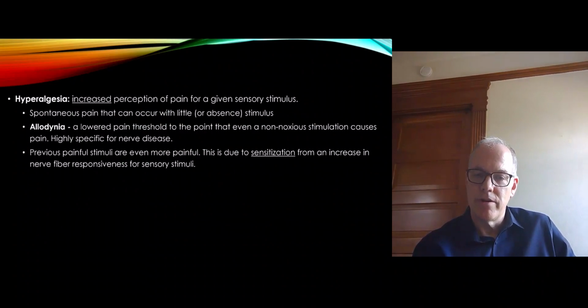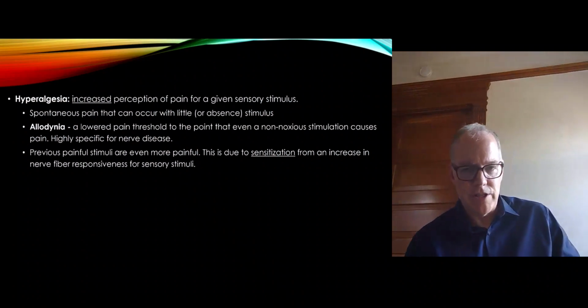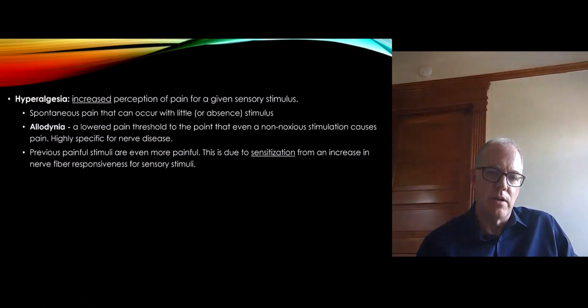We'll go over some terms. I included more in your handout, which I won't ask you about, but these are often used imprecisely. But here are the most important ones that you probably should know about. First is the term hyperalgesia. This is a classic feature of neuropathic pain where there's an increased perception of pain for a given sensory stimulus. So there are three hallmark features of hyperalgesia.